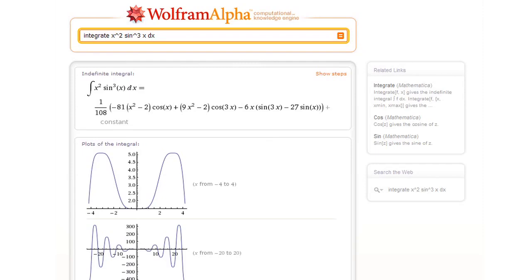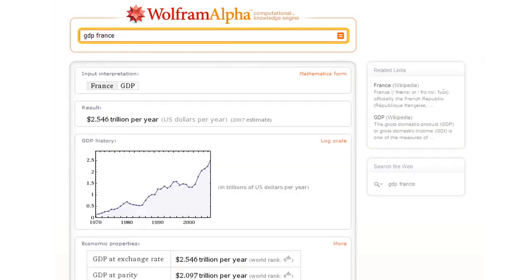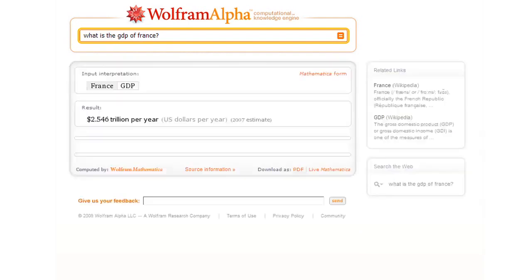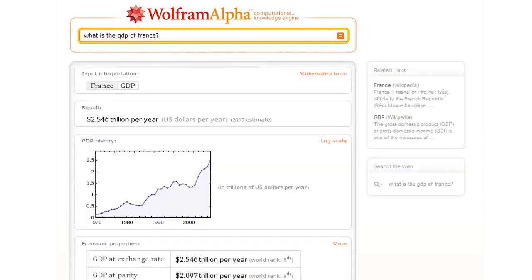How about something more real world? Let's ask it the GDP of France. Here's the result, and then it gives a plot of the history and so on. Well, we can dress up the question a bit if we want. We can say, what is the GDP of France? Same result.